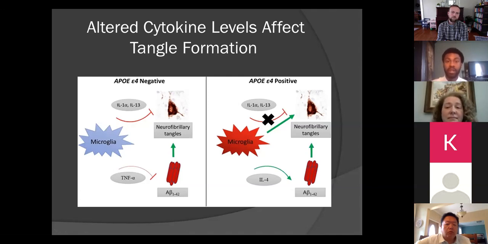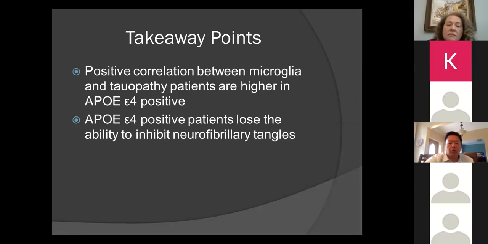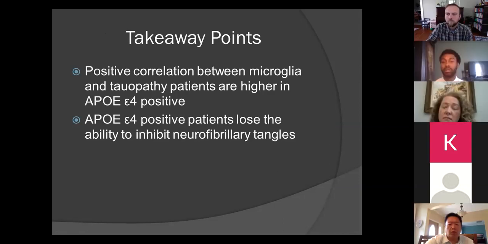The takeaway point from this first study: there's a positive correlation between microglia and tauopathy patients, which is higher in the APOE epsilon 4 positive patients. And in the APOE epsilon 4 positive patients, they lose their ability to inhibit these neurofibrillary tangles compared to the APOE epsilon 4 negative patients.